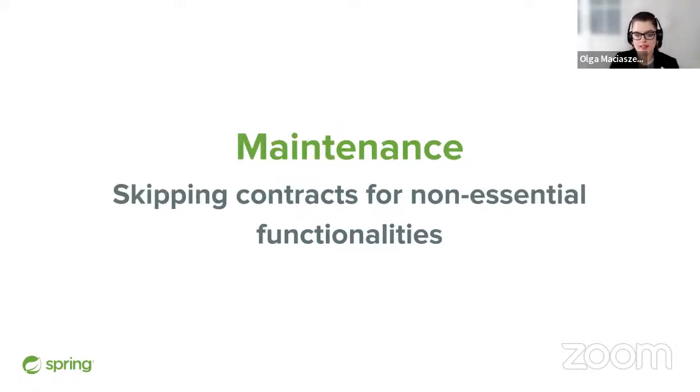Also, in order to make the maintenance easier, we can skip contracts for non-essential functionalities. This depends on your APIs, how big they are, how big the teams are. So maybe you don't have lots of endpoints, you have some concise APIs, and you just use contracts because it's easier to collaborate in this way. And then you just prefer to have everything in the contracts.